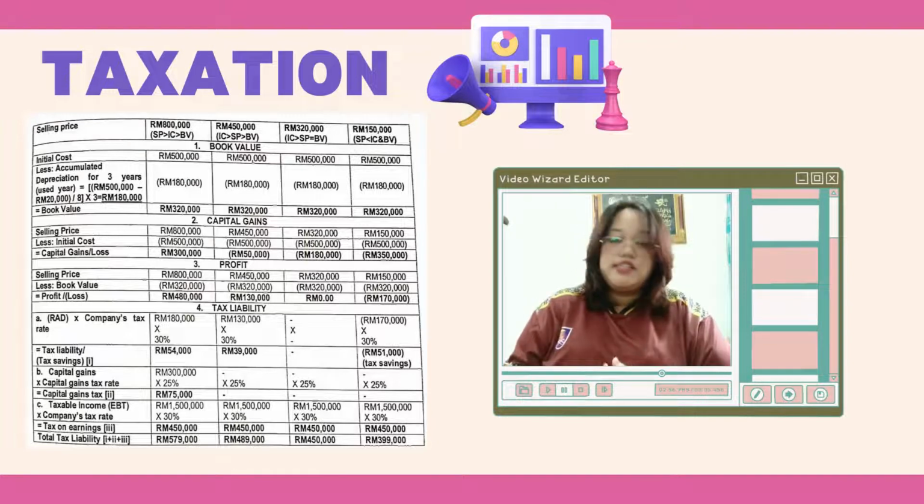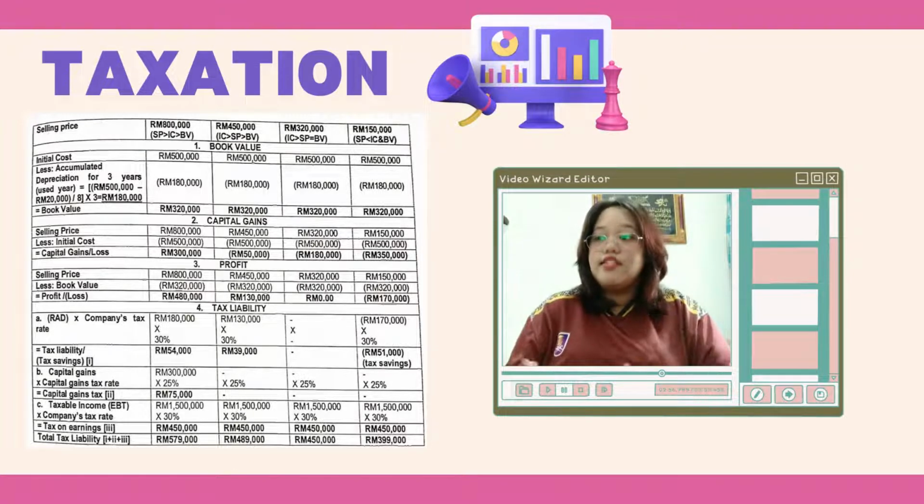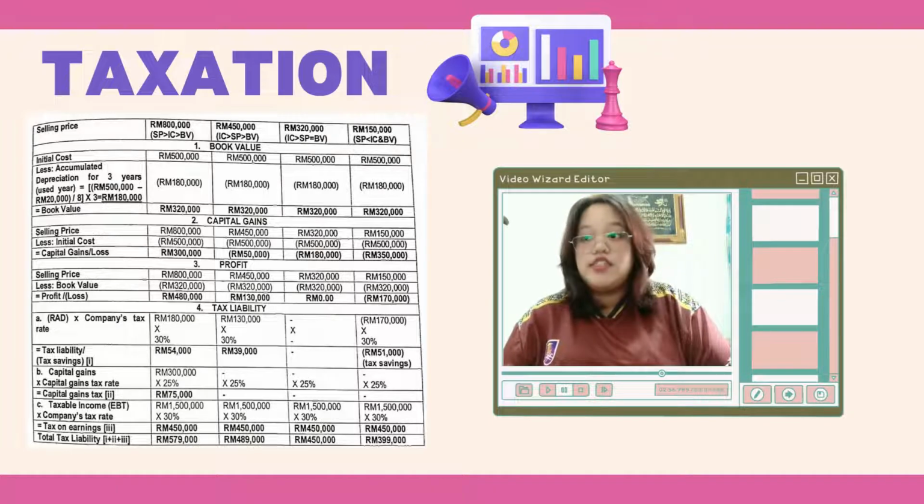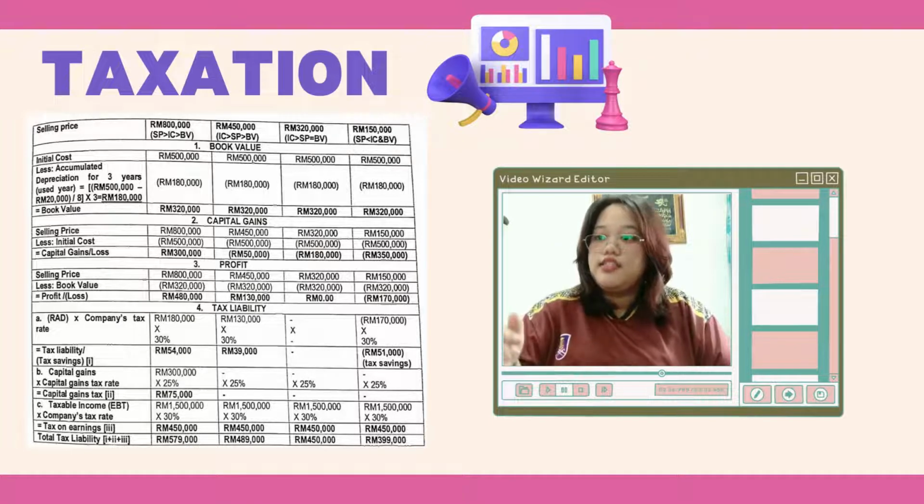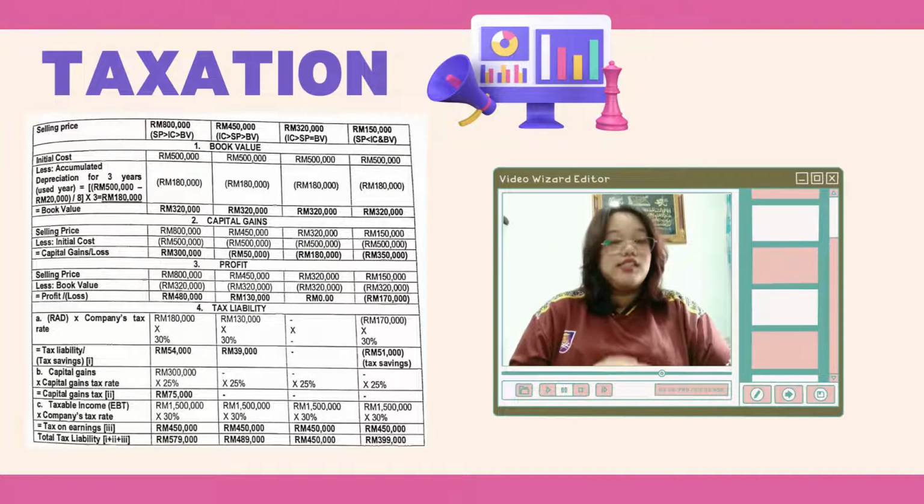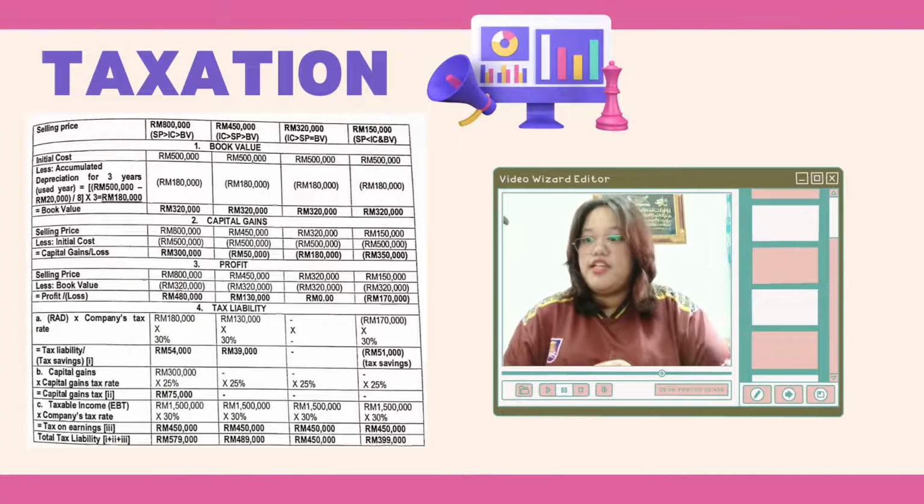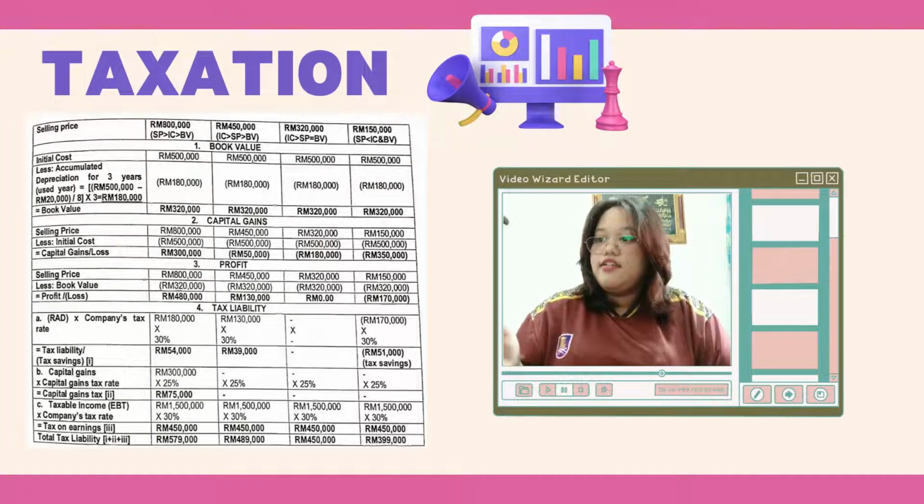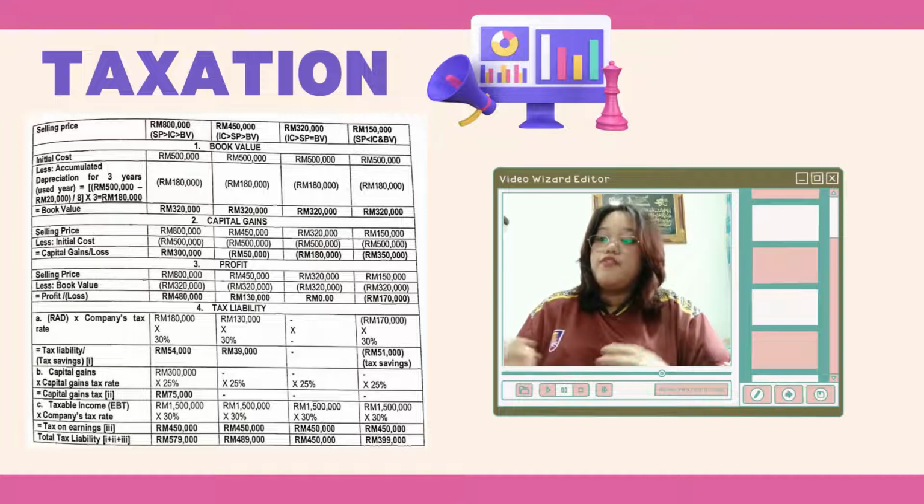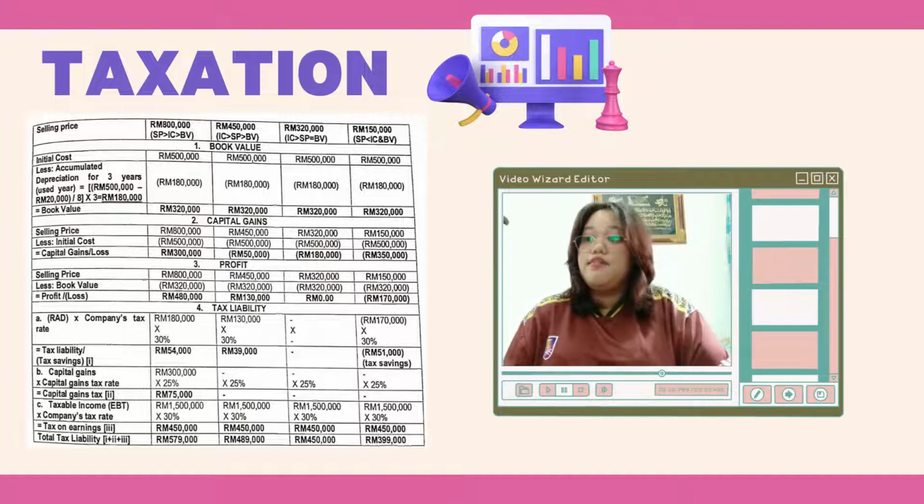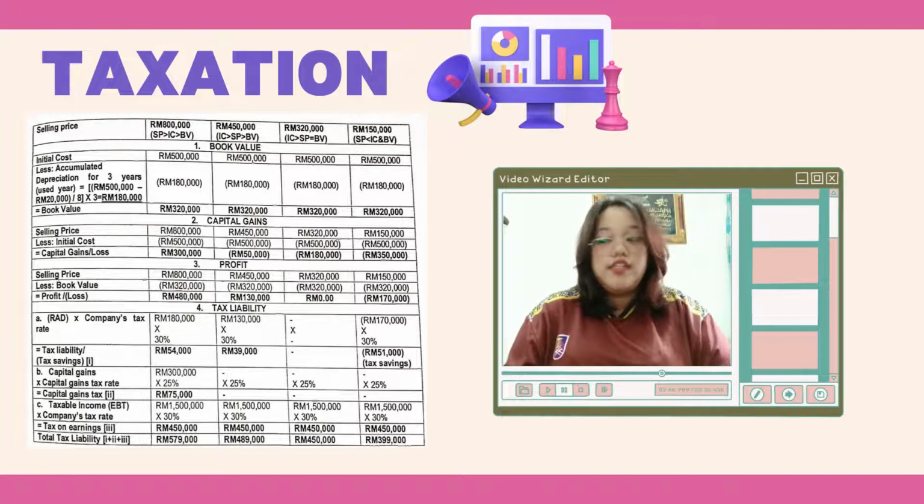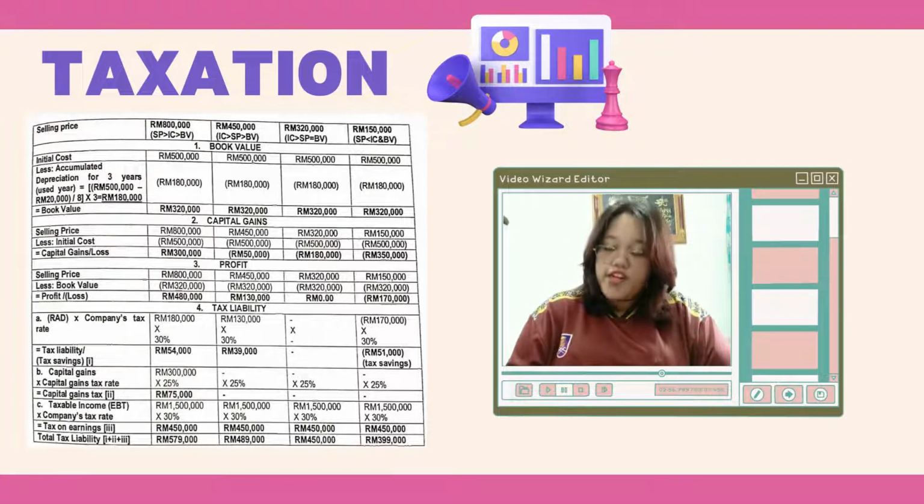And lastly, the taxable income. This part was given in the question, where it stated that the company's earning before tax is 1.5 million ringgit. Here in the calculation, we have to multiply the taxable income before tax with the company tax rate, 30%. So 1.5 million ringgit multiplied by 30%, and the tax on earning is 450,000 ringgit.